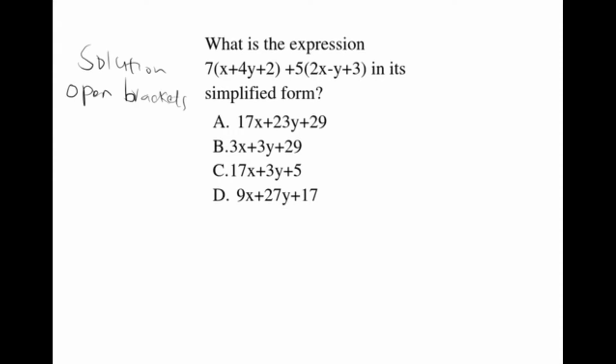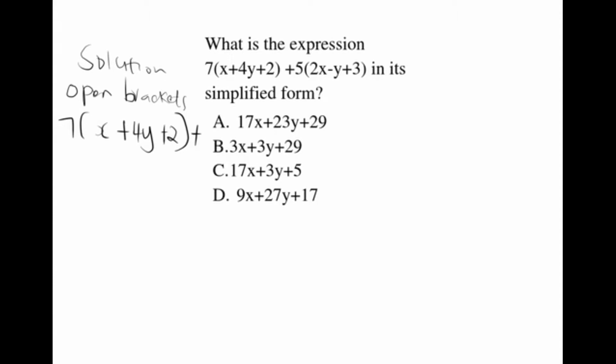When opening the brackets, the number which is outside the brackets multiplies the numbers which are inside the brackets. For our case, we have 7(x + 4y + 2). This is our first bracket, plus 5(2x - y + 3).